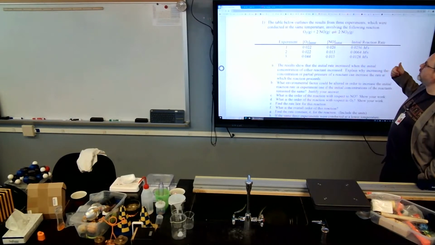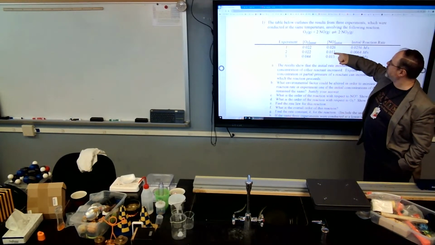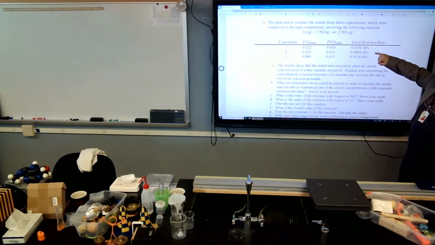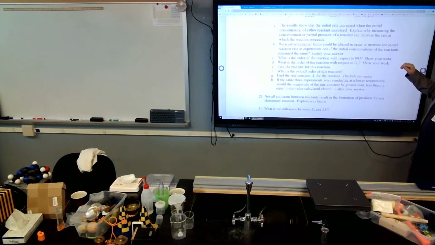And then order with respect to oxygen. Which reactions do you want to use for oxygen? 2 and 3. NO is held constant. Going from 2 to 3, you doubled the concentration, and the rate doubles. So we would say this reaction is first order with respect to oxygen, second order with respect to NO, and how would you write the rate law?